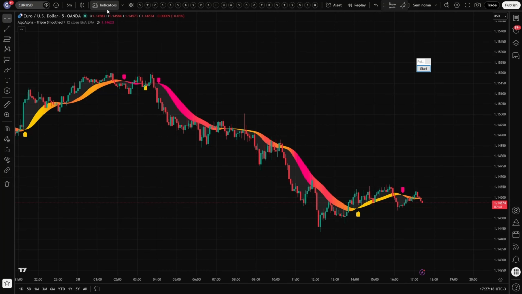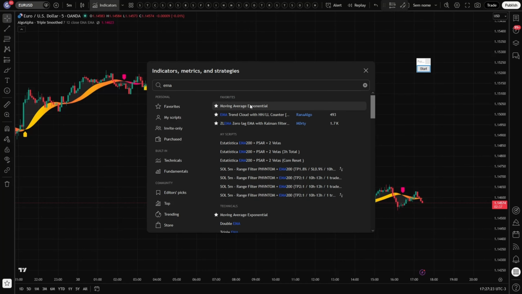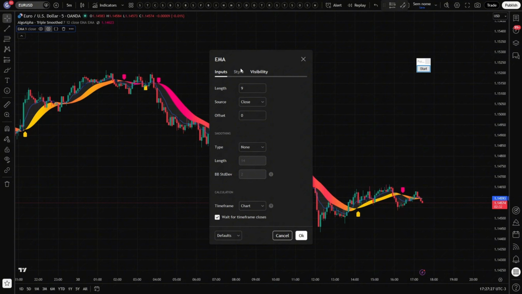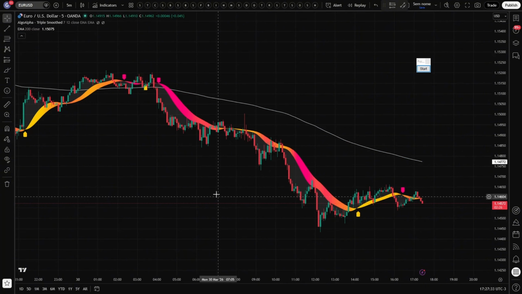So how do I use this indicator daily? It's very simple. I'll come here to the indicators and add one more, an EMA, an exponential moving average. I'll go ahead and put it on my chart and it's appeared. I can change its settings right here to 200 periods. And for the style, I personally prefer to make it white. Alright, I'll give it an OK.